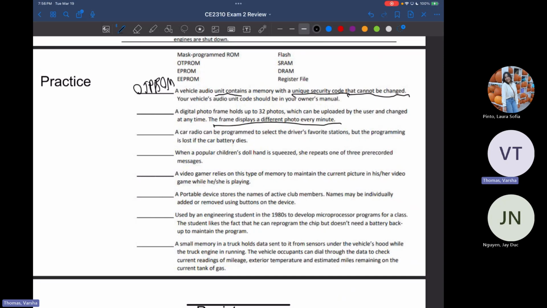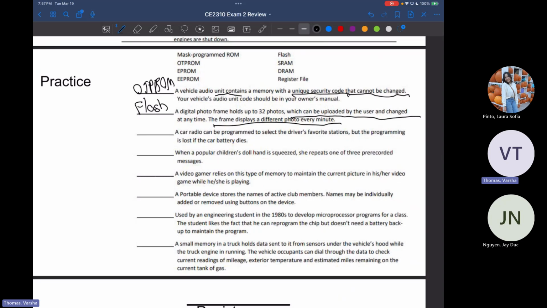And to decide which ROM memory it is, we can look at this part, which can be uploaded by the user and changed at any time. This shows that the type of memory has the ability to do a lot of stuff and it's practical. So we should probably stick with flash for these reasons and move on to the next one.